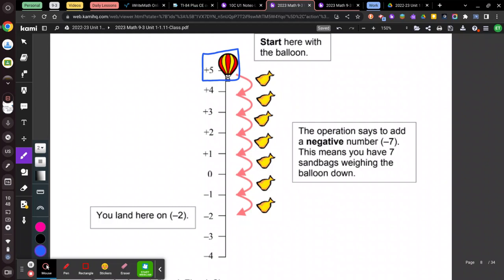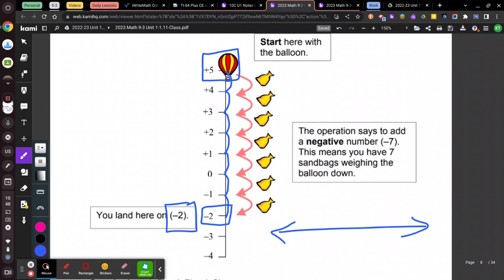Well, if I'm going down 7, I've got 1, 2, 3, 4, 5, 6, 7. We end up on -2. So now we know that that's the solution to our question. If it was a left-right number line, we would have +5 over here, and we would be moving 7 spaces left. Okay, and that's how we would find our number if it was horizontal.